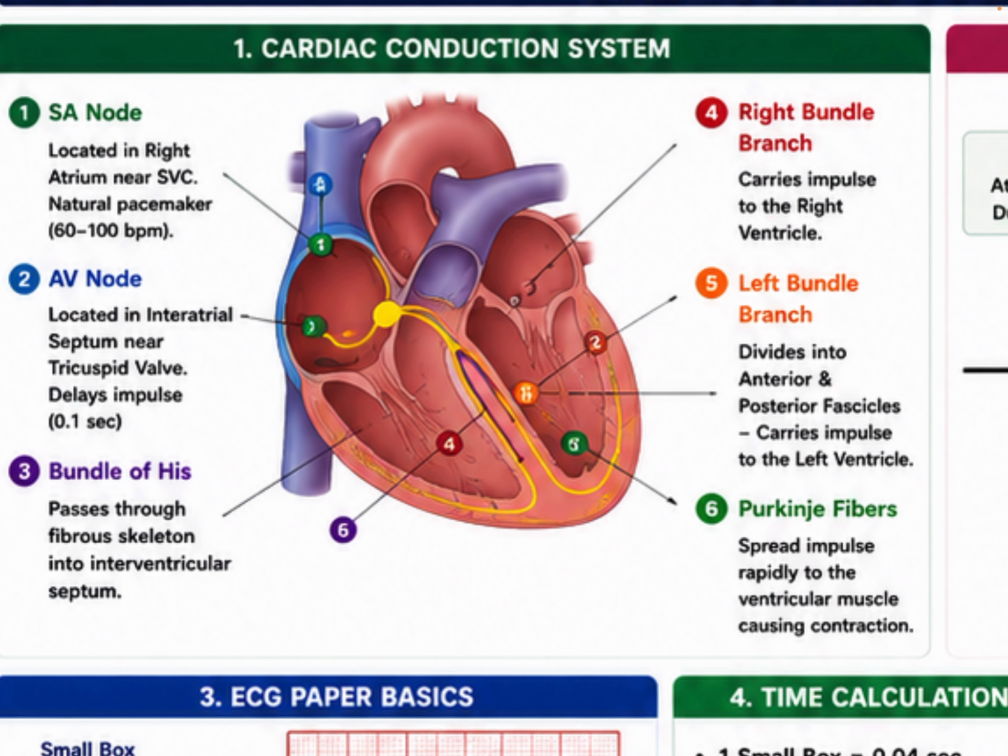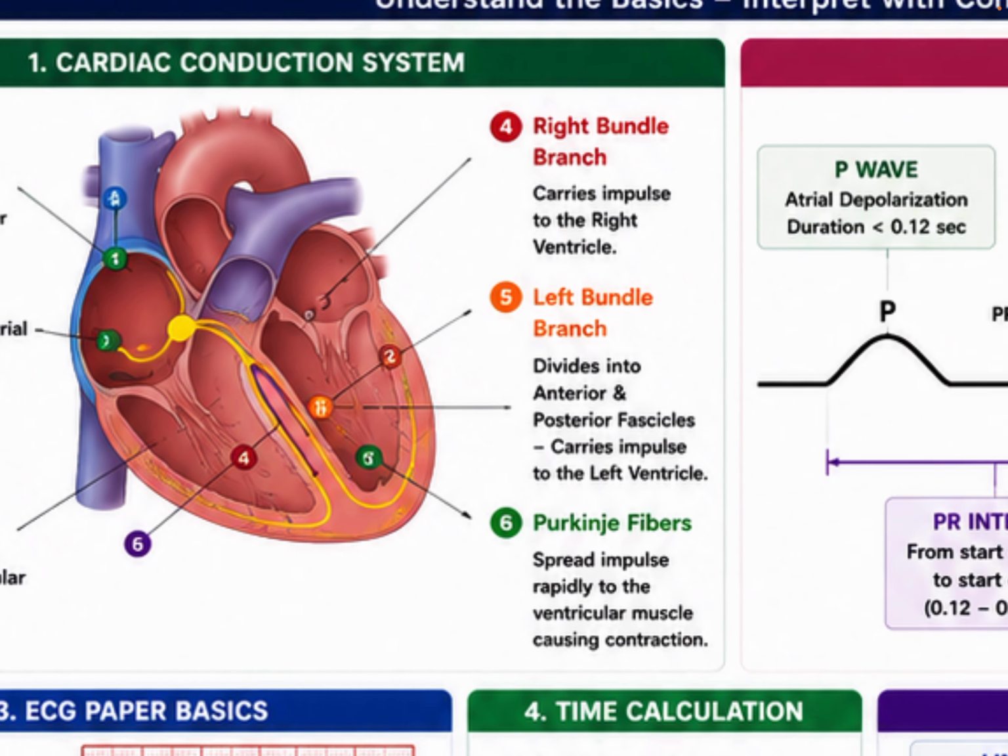Come to the Purkinje fibers. They rapidly distribute the electrical impulse throughout the ventricles. This results in ventricular depolarization, which appears as the QRS complex. The P wave represents atrial depolarization. Normal duration is 0.12 seconds.